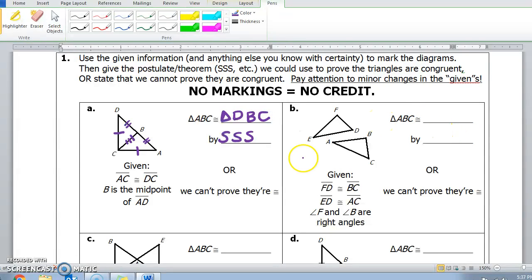Next, B. We're given that FD is congruent to BC, so we mark that on our triangles. Next, we're given that ED is congruent to AC. And then we have that angle F and angle B are right angles. If this was a congruence proof, we could say, because of the fact that they're right angles, they are congruent, because all right angles are congruent. But it doesn't ask us yet for that.